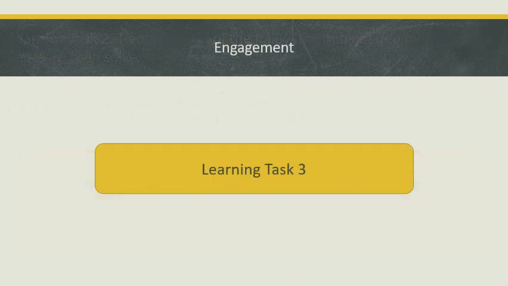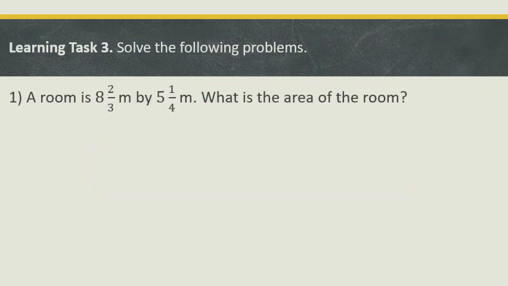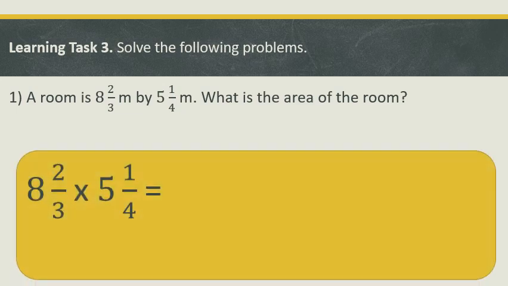So, for the learning task 3, solve the following problem. So, ang problem natin dito, may isa daw room na ang kanyang dimension ay 8 and 2/3 meter by 5 and 1/4 meter. So, what is the area of the room? So, pag area ng room, which is, yan ay square or rectangle, so yan ay length times width. So, multiply natin yung length at saka yung width. So, magiging 8 and 2/3 times 5 and 1/4.